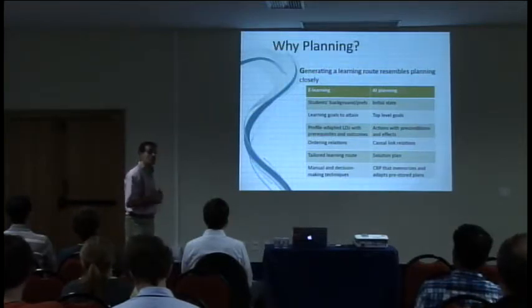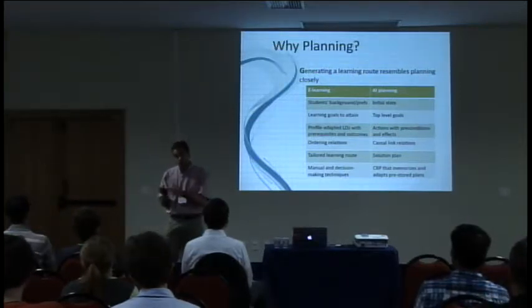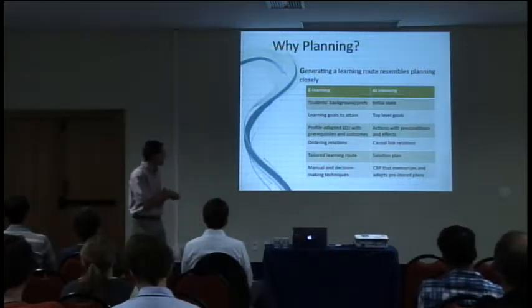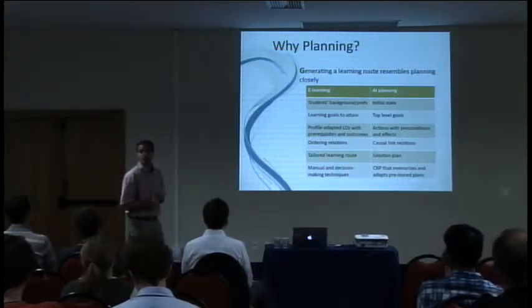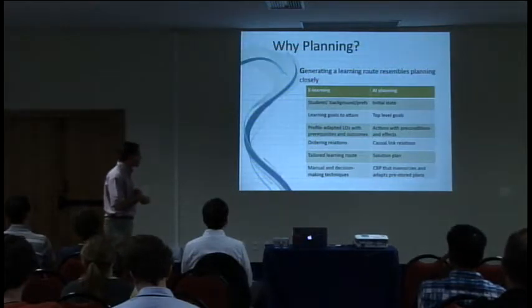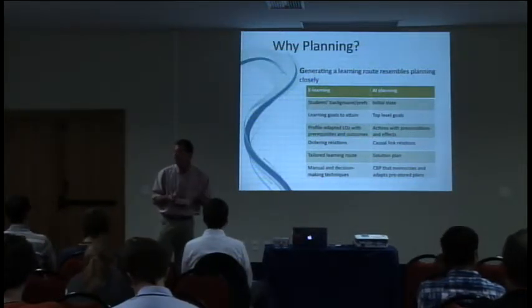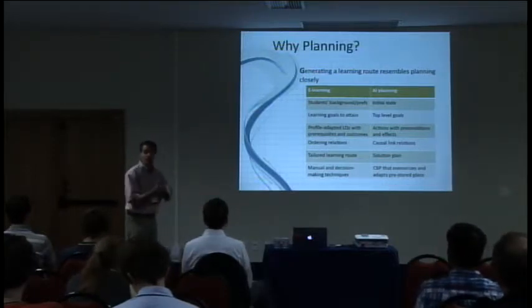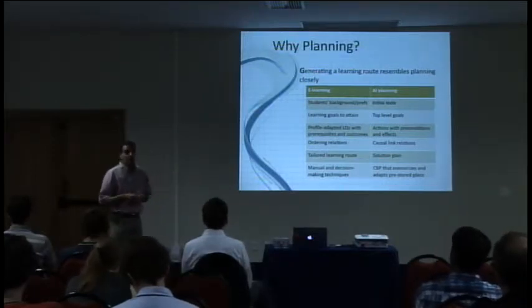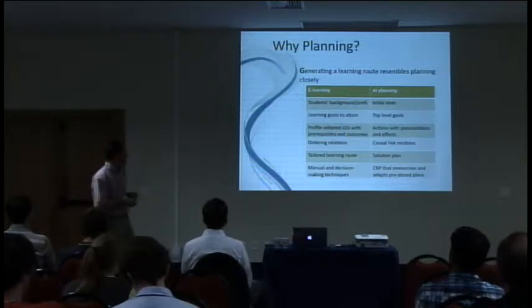Again, what we have here is ordering relations. First do this, then do that. In planning, what we have is the causal link relation, the typical one. Also in e-learning, what we have in the end is the learning route. This is the plan for the planning, typical planning, with the sequence of all the activities, actions, or learning objects.